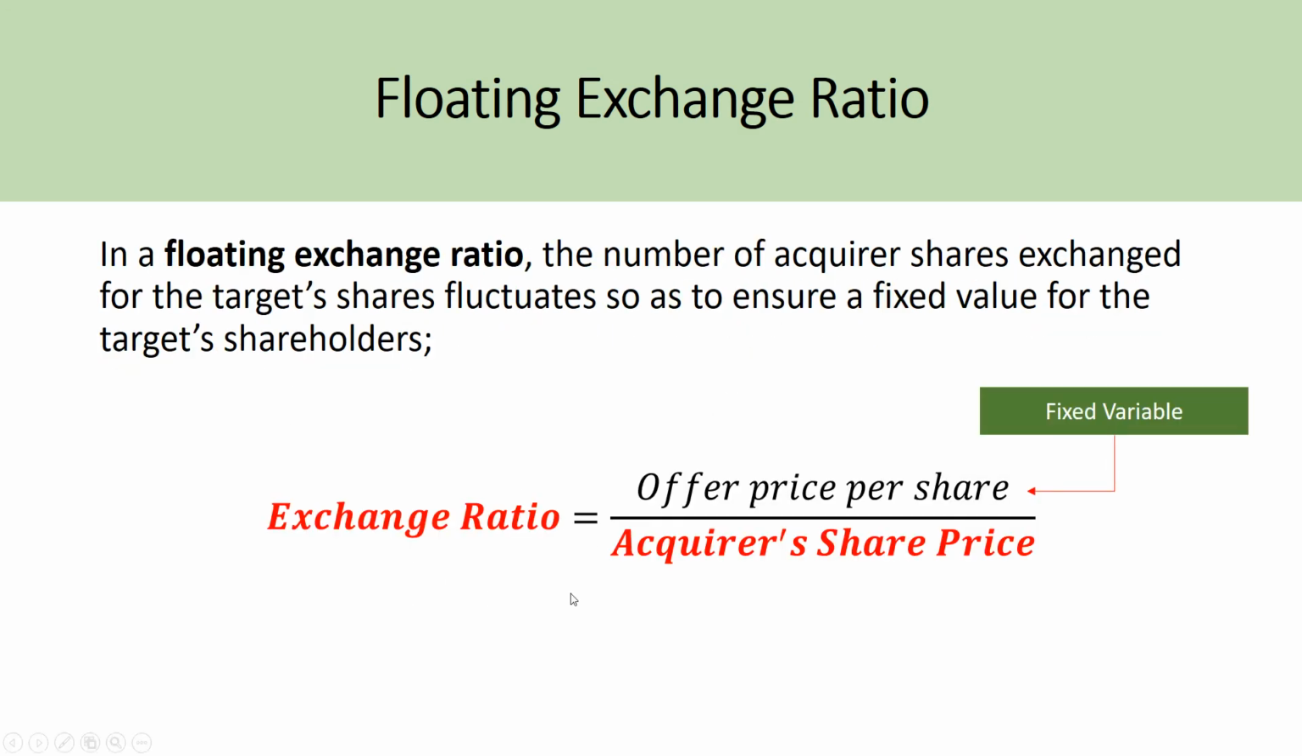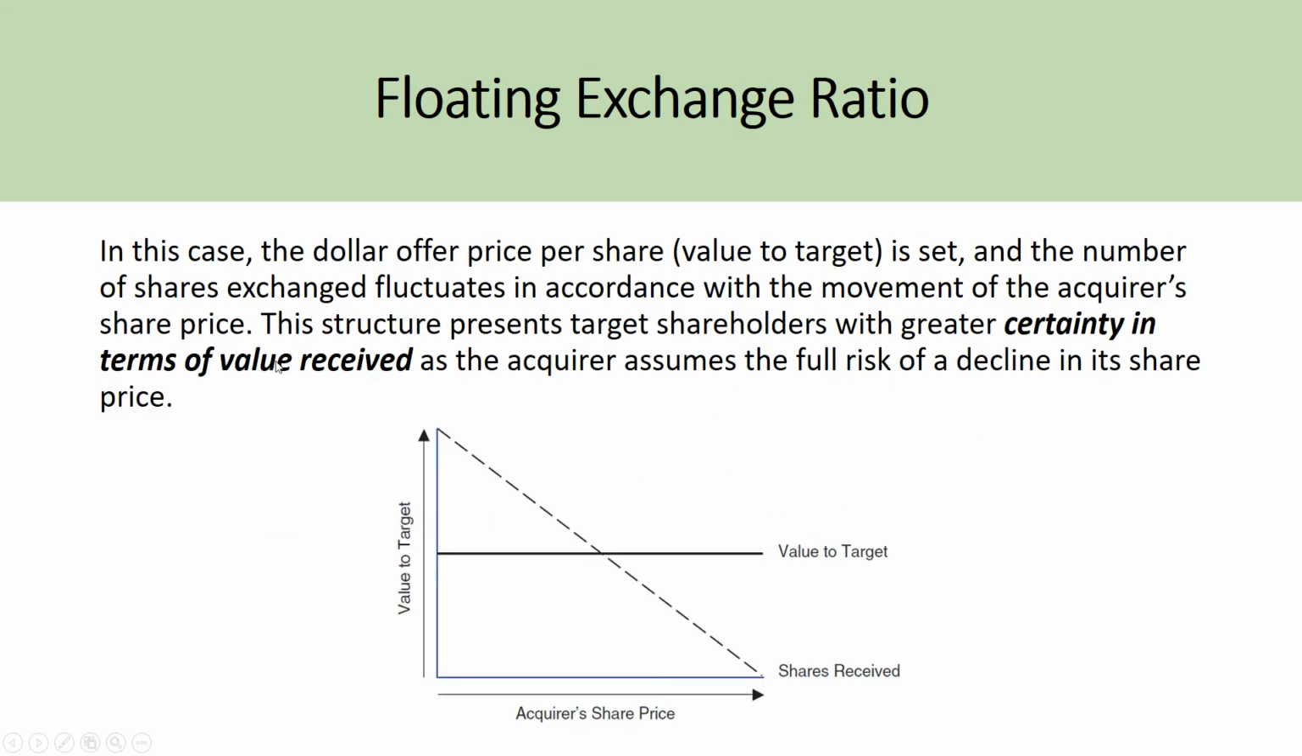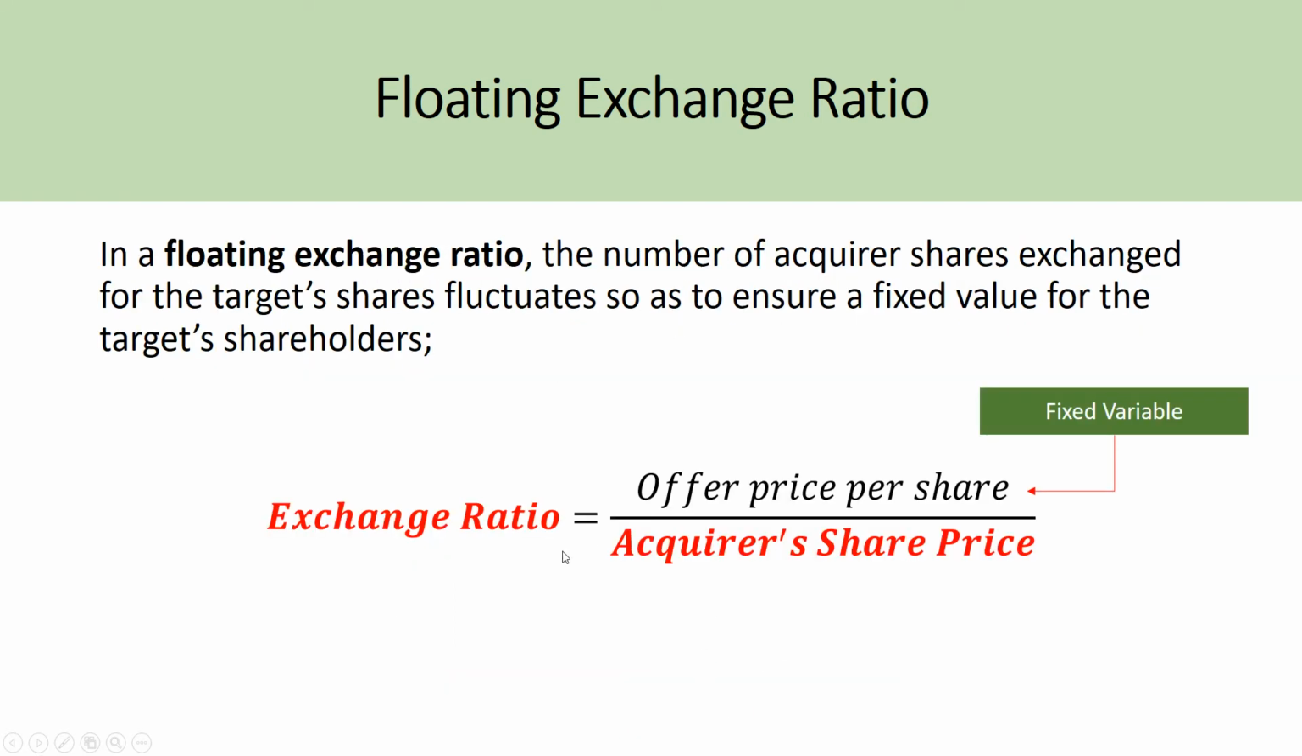So keeping in mind this equation, we can display it on a graph. The value to the target is the y-axis, and as you can see, the value to the target is fixed across regardless of the acquired share price because it's a floating exchange ratio. But the shares received declines as the acquired share price increases. So that makes sense. Say, for example, we have an exchange ratio of 1, an offer price of 1, and an acquired share price of 1, right? Well, if the acquired share price increases to 2, then our exchange ratio drops. It goes to 0.5, right?